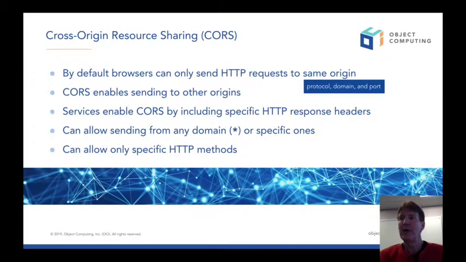We will assume that the web application that uses REST services is served from a different domain. Since browsers disallow sending HTTP requests to a different domain by default, we'll need to enable cross-origin resource sharing, or CORS, in the REST services. This is done by including specific response headers. One of these determines the domains that are allowed to use the REST services. We can set this to an asterisk to allow any domain or specify the allowed domains. We'll allow just one specific domain to access the services.